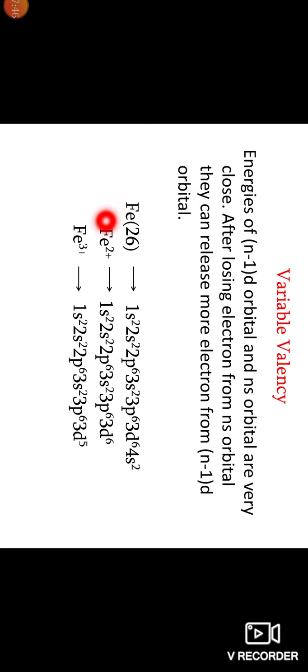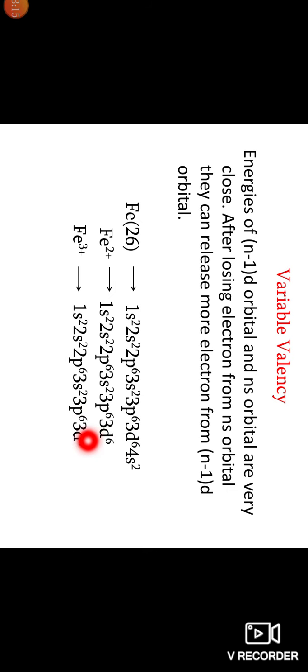Let us discuss with the example of iron. The outermost energy level contains 2 electrons in the 4s orbital. After losing these 2 electrons, it gets the configuration of Fe2+, and the electronic configuration shows that there is a 3d6 configuration in the outermost energy level.